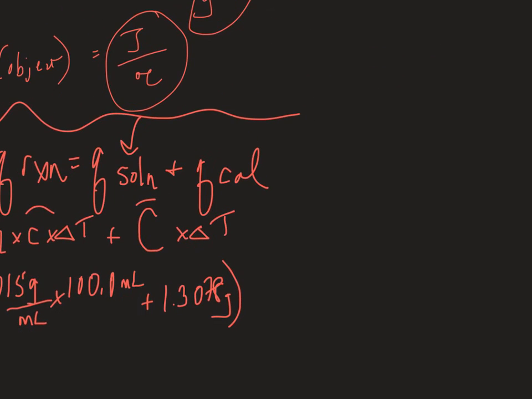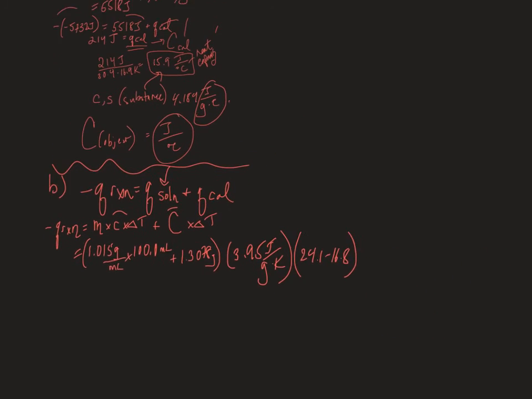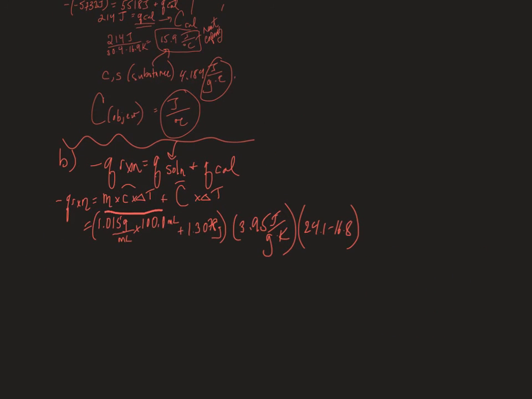Now we also have, from our example above, the specific heat of our solution, which is 3.95 joules per gram degree Celsius or K. And we have a delta T: 24.1 was our final in our data, and our initial was 16.8. So 24.1 minus 16.8. Okay? So what we've just done is this portion of the calculation.